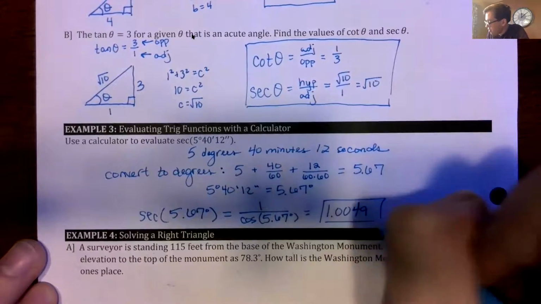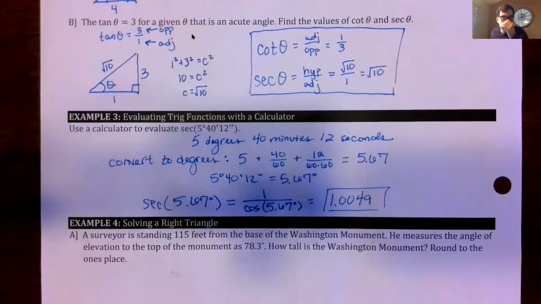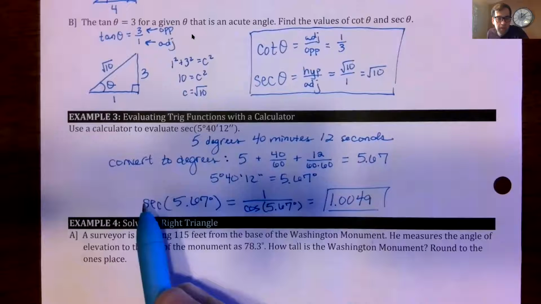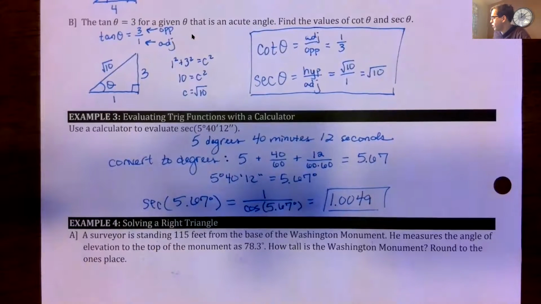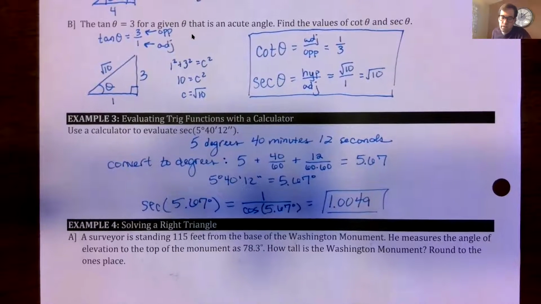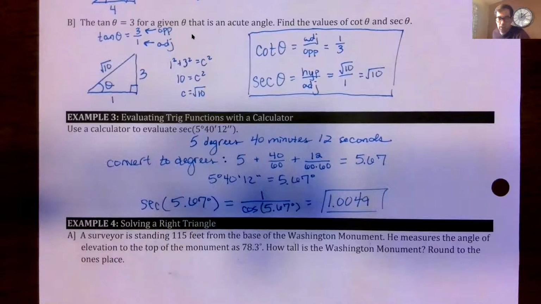And that answer might not mean much to us, but what it really is, is the ratio of the secant. So it's the ratio of the hypotenuse over the adjacent side of a right triangle that has this angle in it. Okay? All right, let's look at example 4.